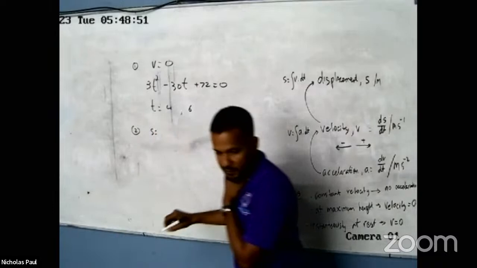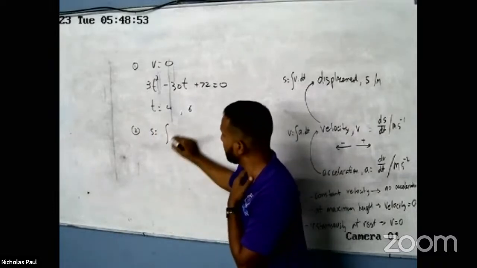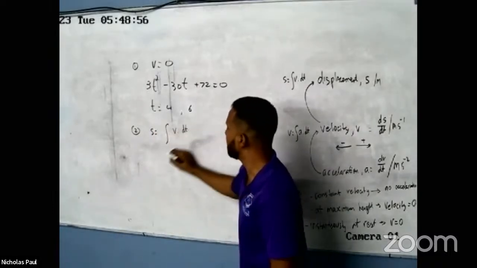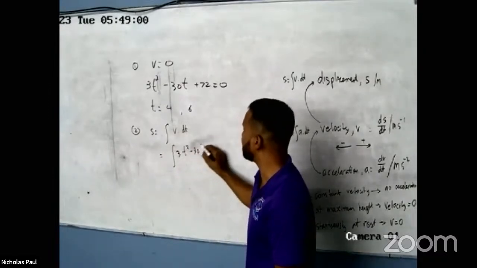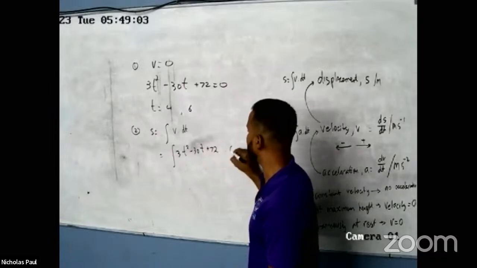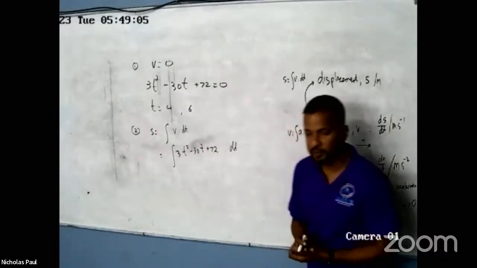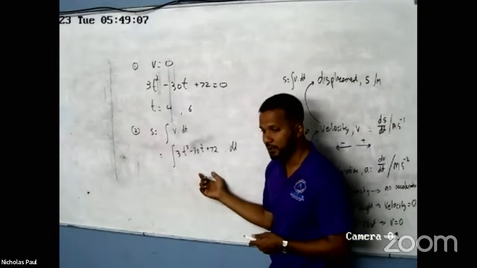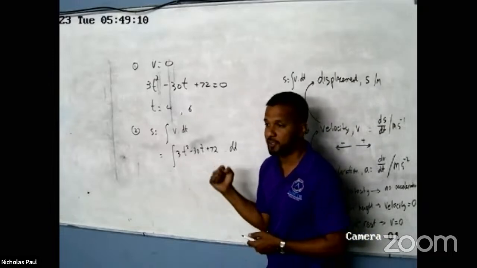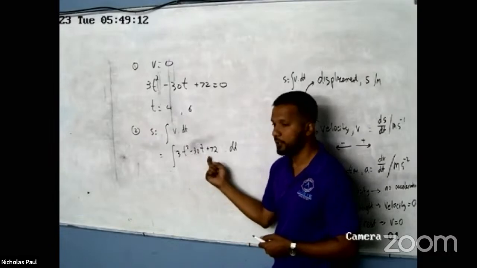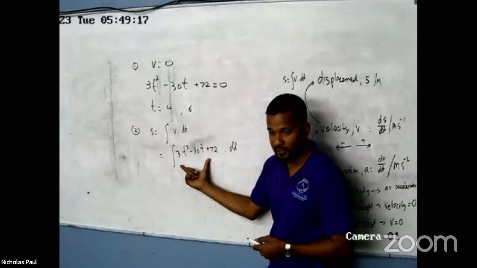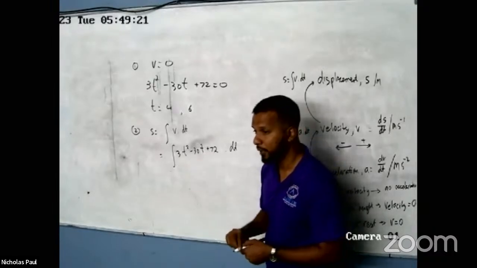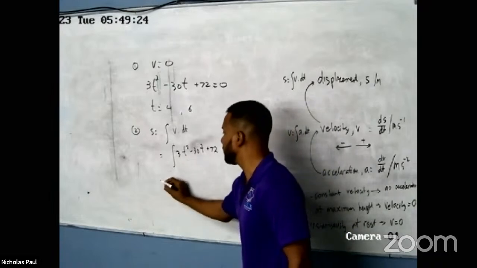So s is equal to the integral of v with respect to t. So that's the integral of 3t squared minus 30t plus 72 with respect to t. I saw some people when they're doing questions like this, they want to divide everything by 3 to simplify it. You can only divide by 3 if it's equal to something. It's an equation. If you divide this by 3, you're going to change the actual equation, right? So don't do that. Just integrate right in.